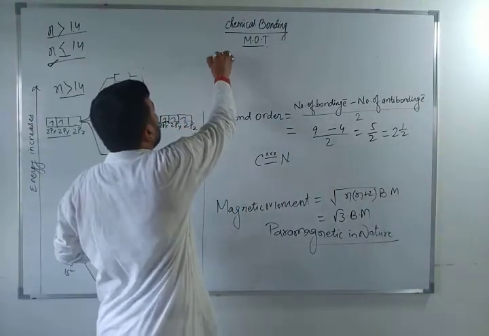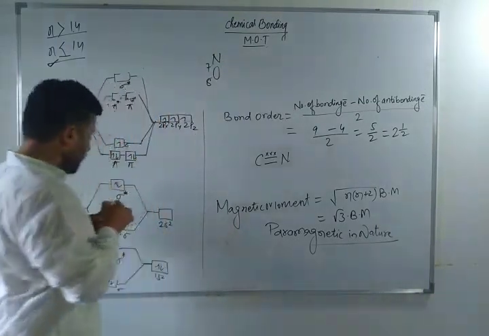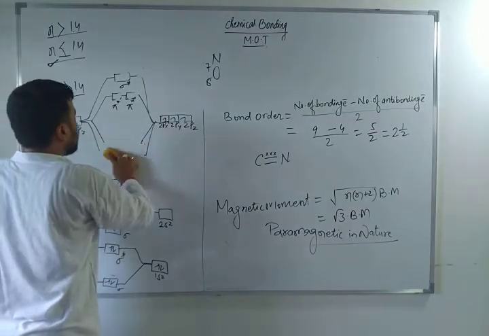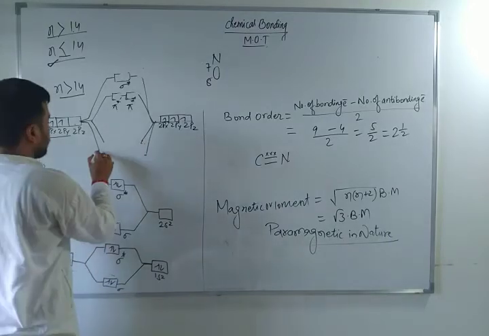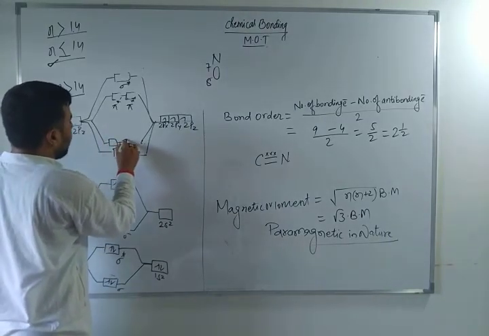N and O. How many electrons? 7 and 8, 15, which is greater than 14. So what will be there? Sigma electron will be down and pi electrons will be up.